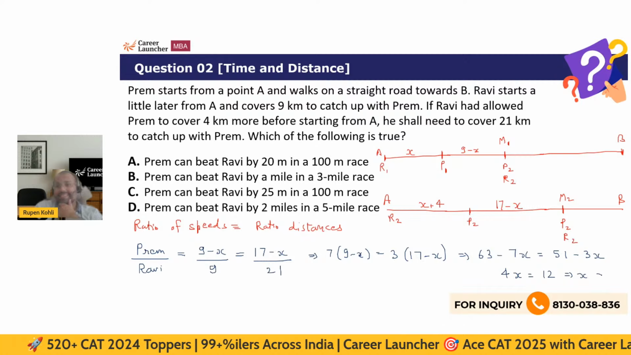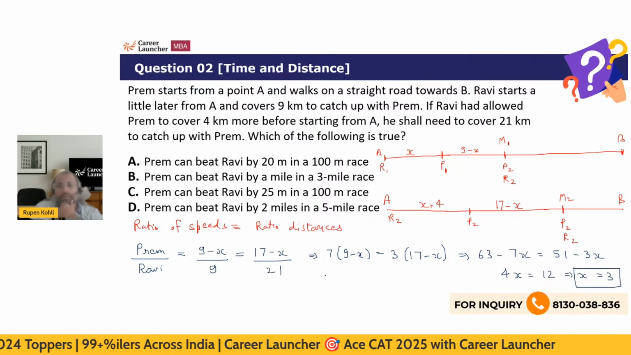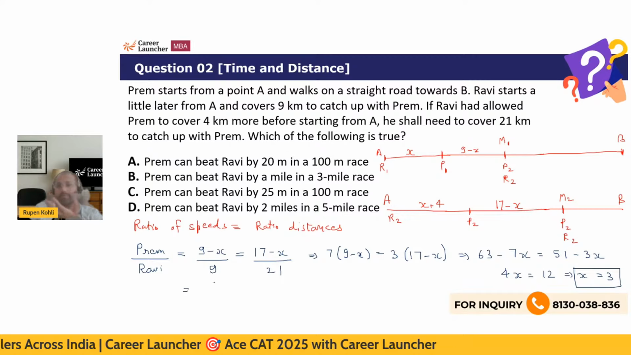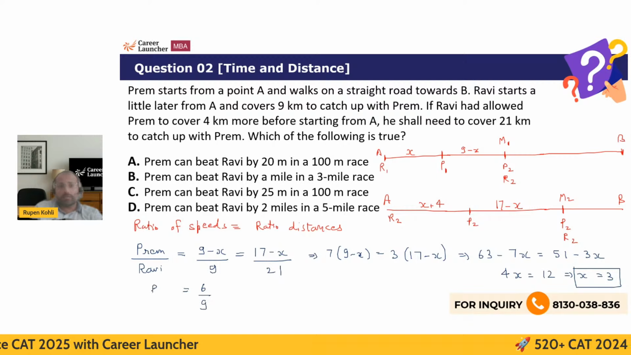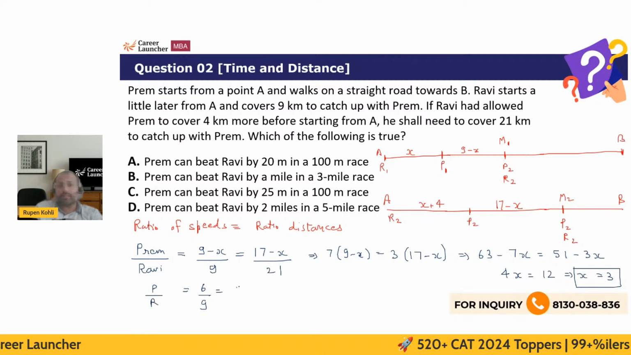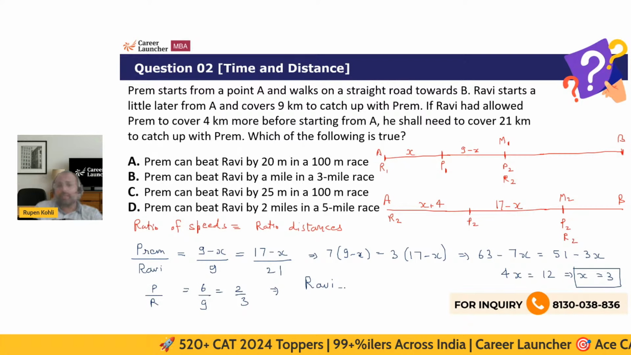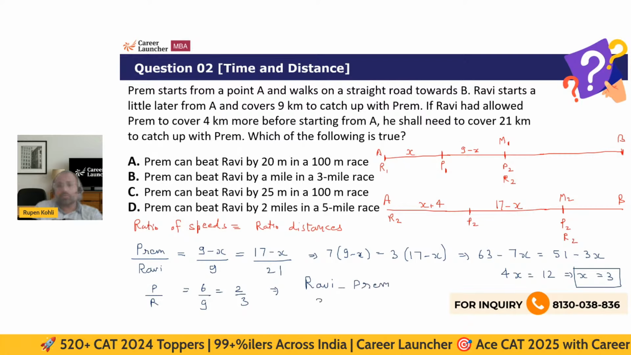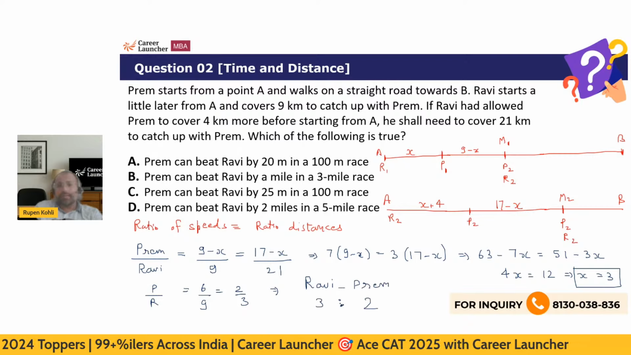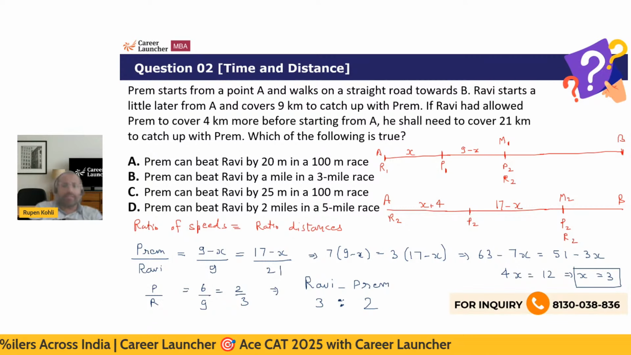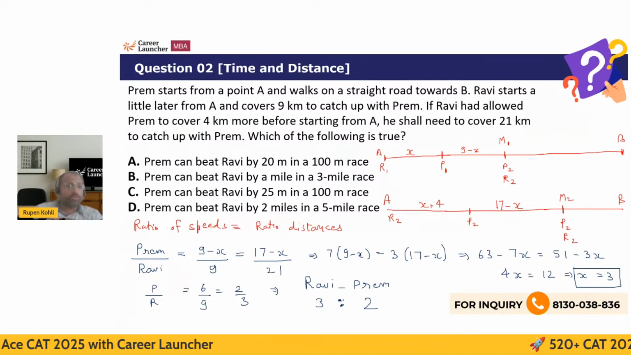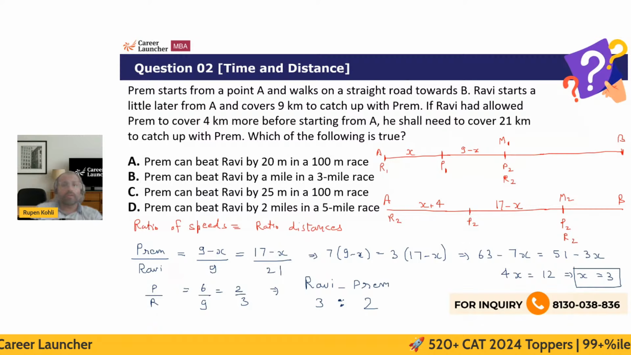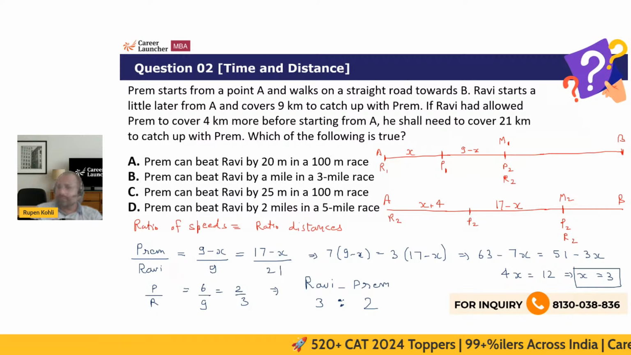So x is 3. If x is 3, then putting this back in the equation gives us the ratio of speeds as 9 minus 3, which is 6 over 9. So the ratio of speeds of Prem to Ravi is coming to be 6 is to 9 or 2 is to 3. Or other way around, Ravi is to Prem, the ratio of speeds is 3 is to 2, right? It means that if Ravi covers 3 meters, Prem covers 2 meters, or we can say that Prem loses the race by 1 meter, right?